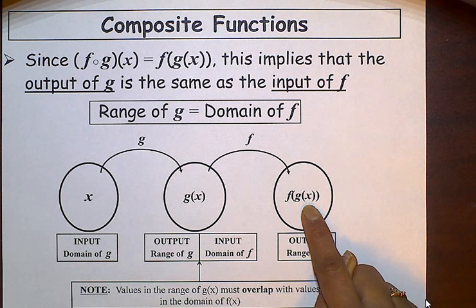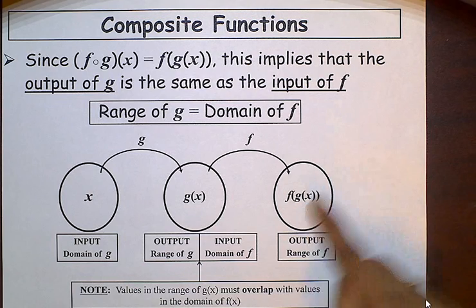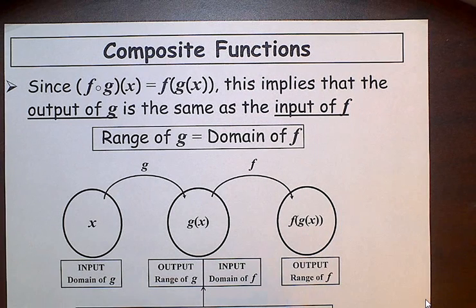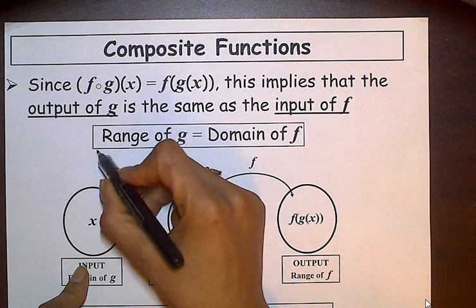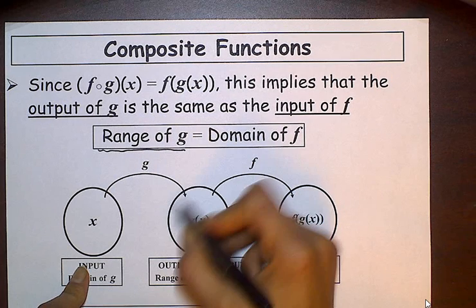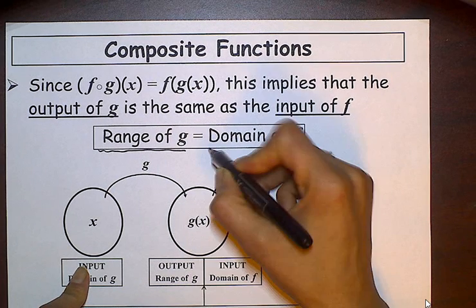So just want to highlight this form right here. The range of g, which is the output, now becomes the domain for f, which becomes the input for my composite function f.